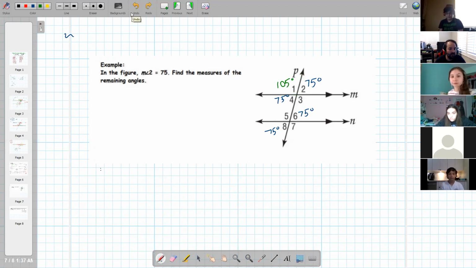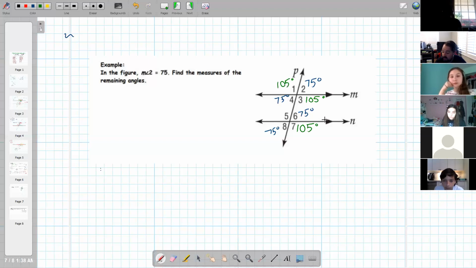I need another angle. Now I have a bunch of volunteers. That's awesome. Let's go to Leslie. Go ahead. Angle 3 is vertical to angle 1, so it's 105. Absolutely, it is vertical. Can I hear from Caleb? Go ahead. Angle 7 is 105. Okay. By what reasoning?